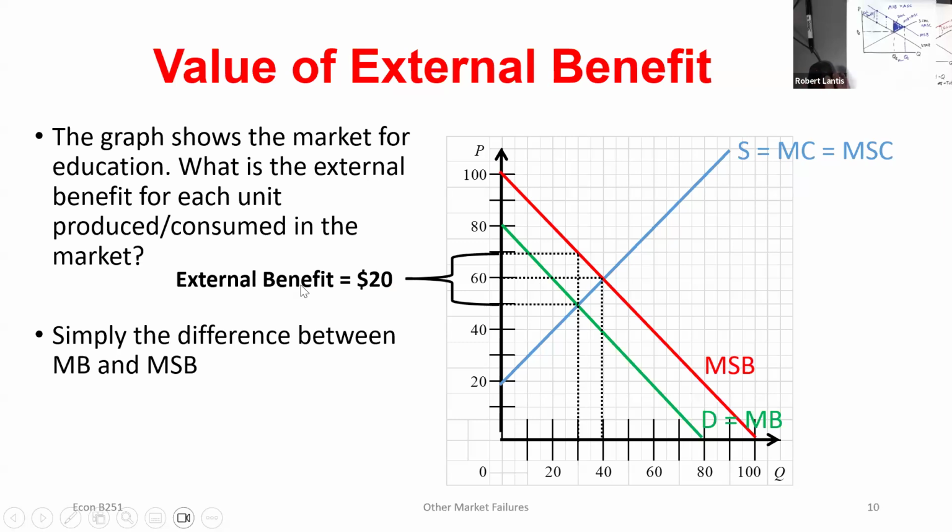So just like with negative externalities, the difference between our private marginal benefits and society's marginal benefits is the external benefit. With negative externalities, our external cost was the difference between the private marginal cost and society's marginal costs. Okay.